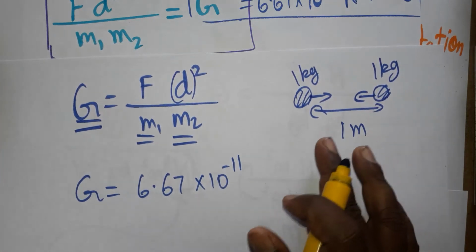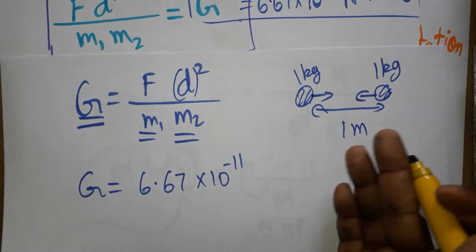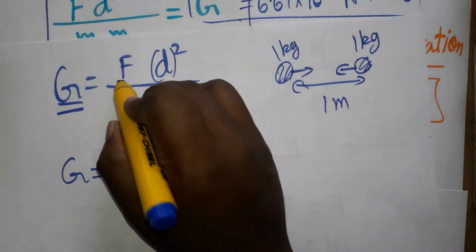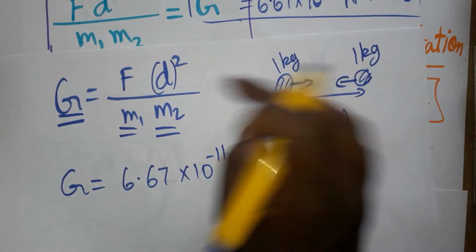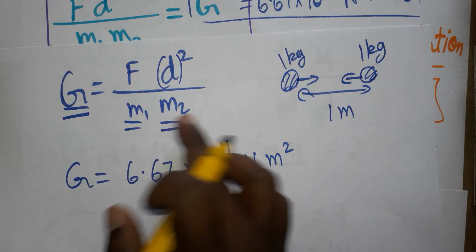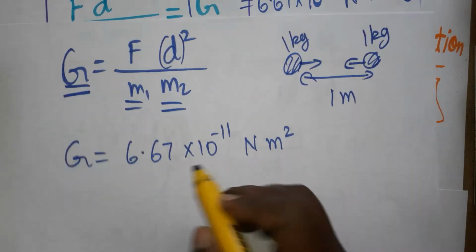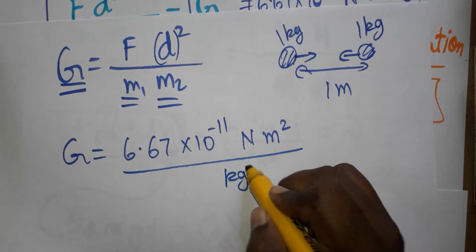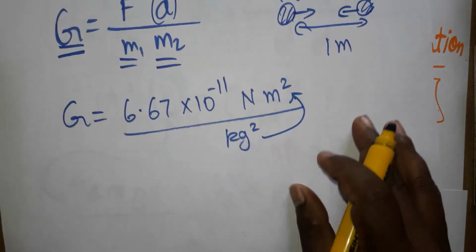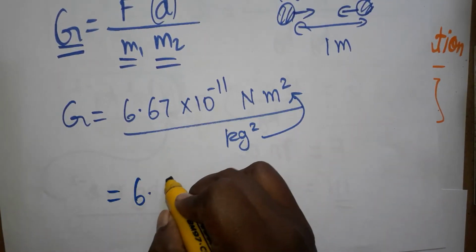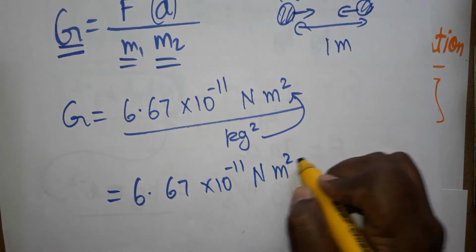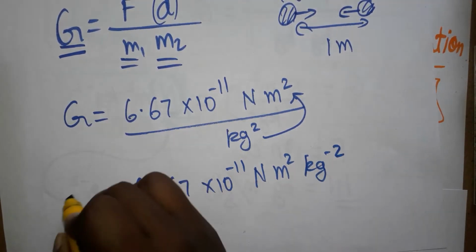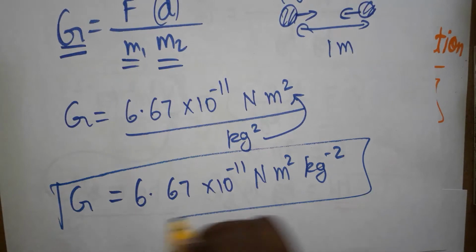This much force of attraction is created between the two objects. It is in Newton. The distance is 1 meter, so 1 meter square, it's a meter square only. The masses, 1 kg and 1 kg, will be kg square. From the denominator, if you take kg square to the numerator, we get 6.67 into 10 power minus 11 Newton meter square kg minus 2. So I got the value of capital G also.